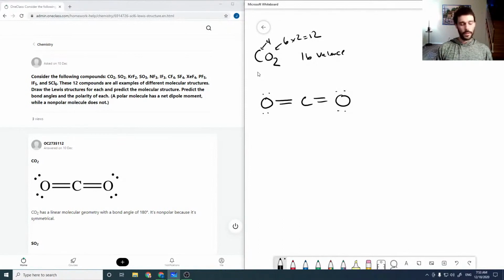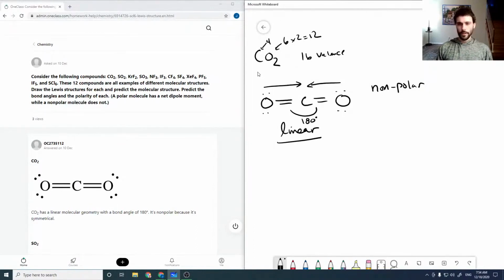So then this is our molecular structure, which is linear. And although there are dipoles from oxygen to carbon, they will cancel, and so it's non-polar. And our bond angle is 180 degrees.